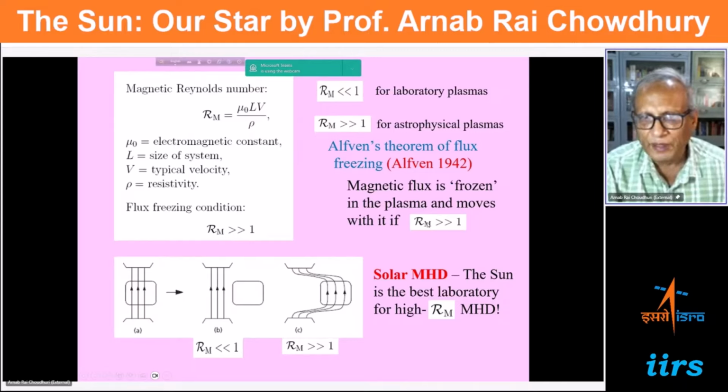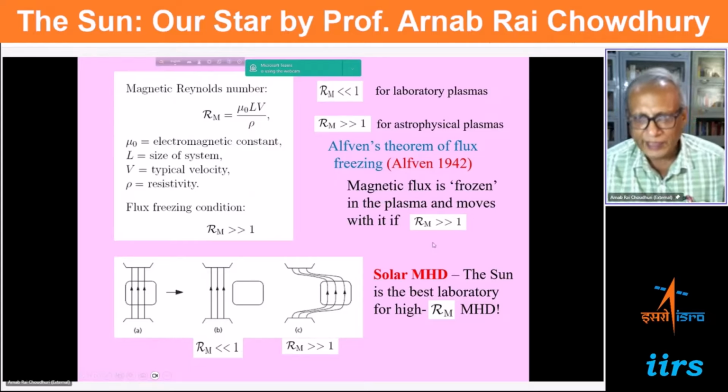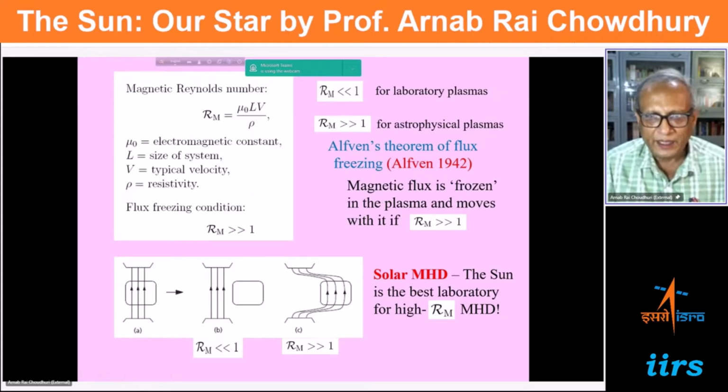In this limit of a large magnetic Reynolds number, Alfvén proved a very famous theorem in 1942, Alfvén's theorem of flux freezing: the magnetic field is frozen in the plasma and moves with it. So what exactly do I mean by that? Let me illustrate by a thought experiment.